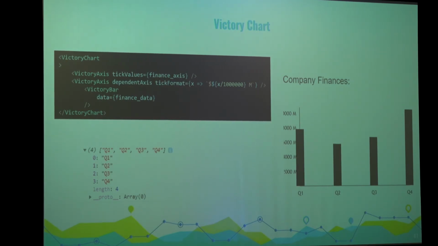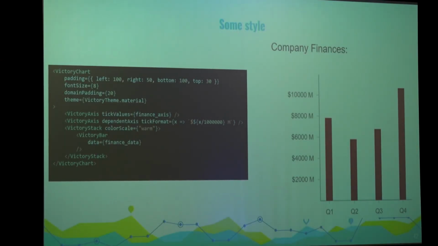On the next item there, it says Victory Axis, dependent axis. That essentially populates the vertical axis. And there's a bit of JSX up there, and all that does is it takes the values, divides them by 1,000,000, and puts a dollar in front of them and puts an M at the end of it. So not too much, just kind of text formatting really. And here we go. So this is our Victory chart built and rendered.